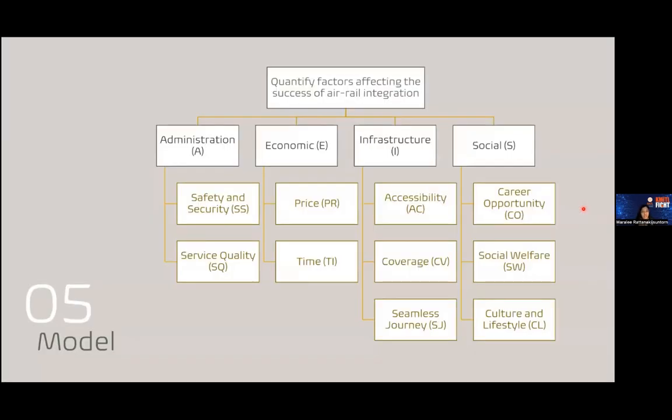And this is what the model looks like. Our goal was to quantify factors affecting the success of aerial integrations, and we have 4 dimensions. Safety and security and service quality fall under the administration aspect. Price and time go under economic. Accessibility, coverage, and seamless journey go under the infrastructure aspect. Career opportunity, social welfare, and culture and lifestyle remain under the social aspect. And this model was finalized based on the perspective of the user, not the policy maker. So we want to know what the users actually think, and what makes the users feel that these are the success factors for aerial integration, and that they want to use rail transportation to travel to the airport.